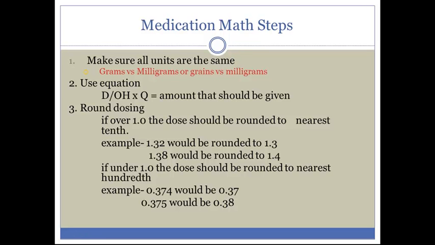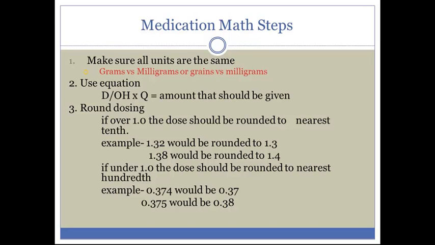So, medication math steps. Make sure all units are the same. So we're starting out with milligrams or micrograms. Make sure that they are all the same. So if you have one that is gram, you will need to convert that to milligrams, okay? Or vice versa. You can convert everything to grams. But usually it's easier to convert grams to milligrams than it is milligrams to grams. Or if you have something in an equation that is grains, you will want to convert that to milligrams first before calculating out the whole equation.